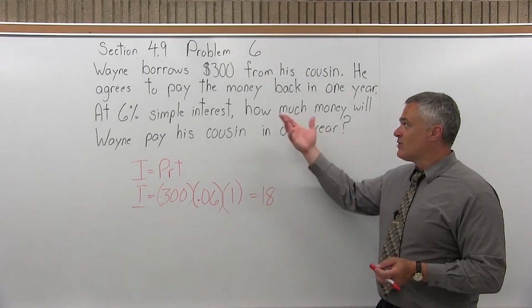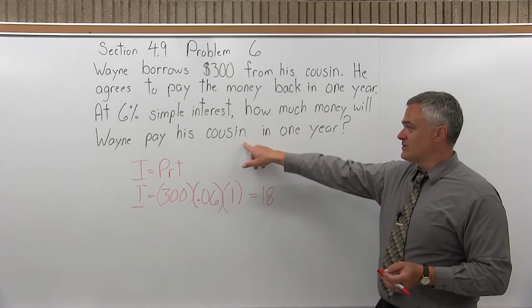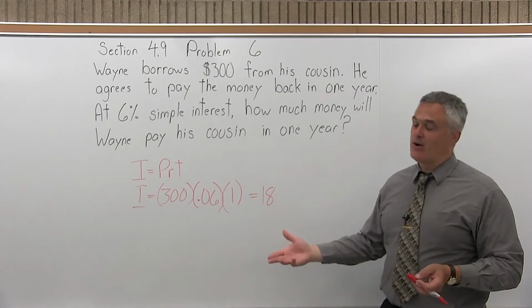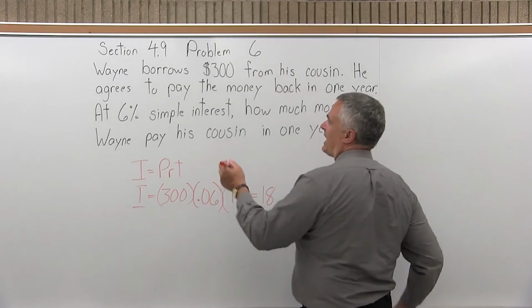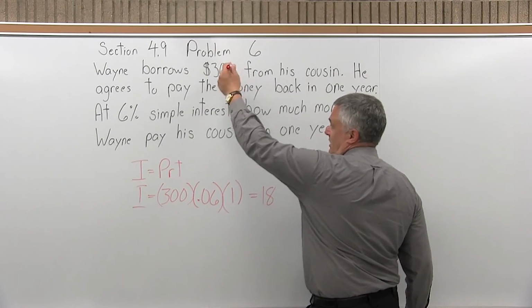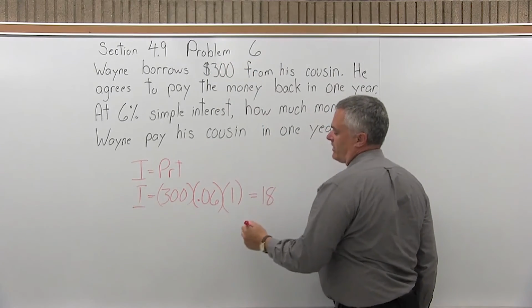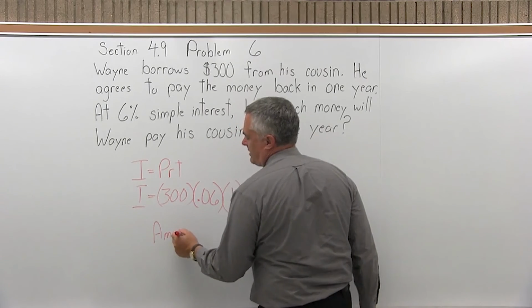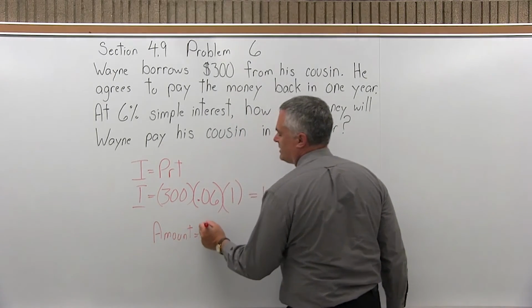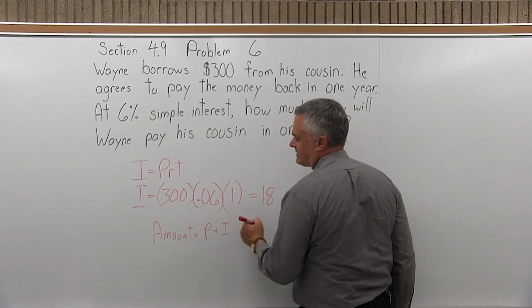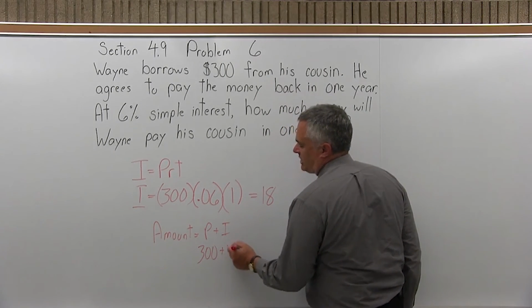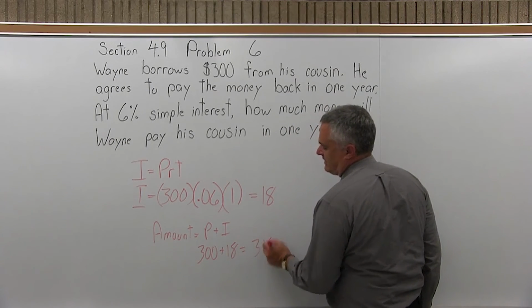So you have to pay back the 300 plus 18 more. In fact, that's what the question asks. The answer is not 18. It's how much does he pay back altogether. So after that year goes by, Wayne has to give the 300 that he borrowed plus 18 more in interest, because that final amount is equal to P, the principal, plus the interest. So the principal is 300 plus $18 of interest is 318.